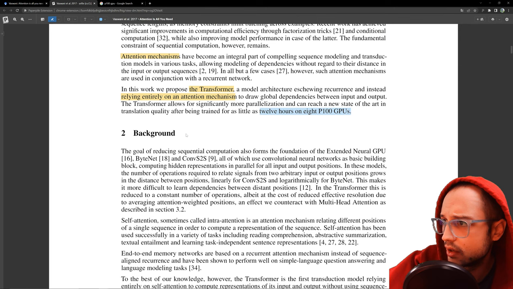Okay, the goal of reducing sequential computation also forms the foundation of the Extended Neural GPU, ByteNet, and ConvS2S, all of which use convolutional neural nets as basic building blocks, computing hidden representations in parallel for all input and output positions.